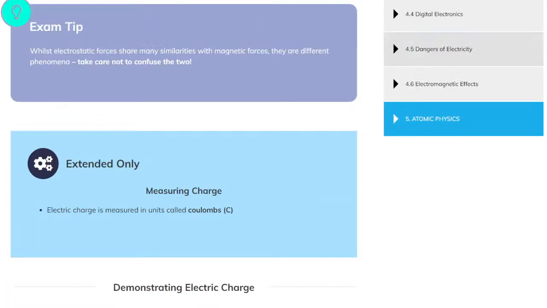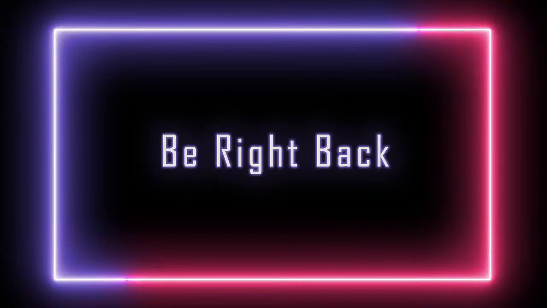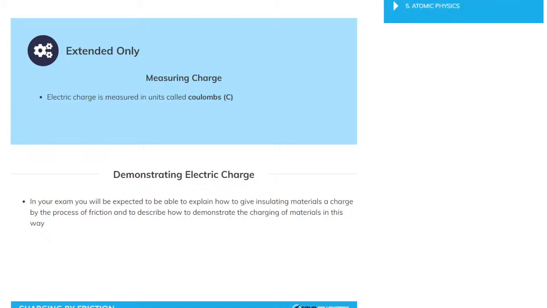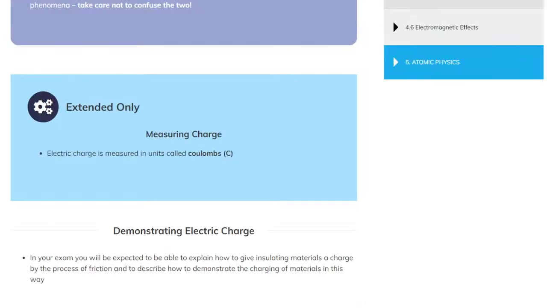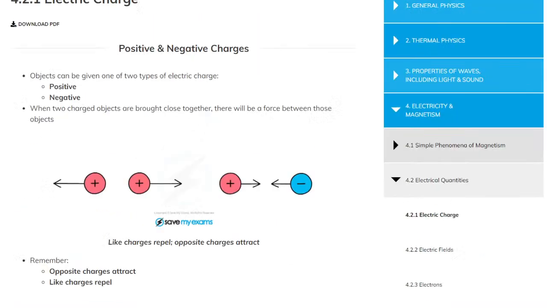So how do you measure charge? Electric charge is measured in units called coulombs, and charge is the rate of flow of current.